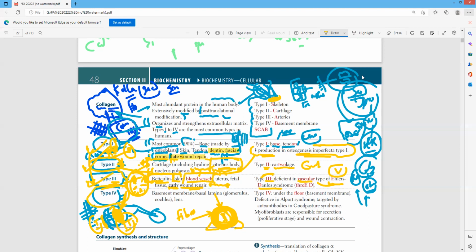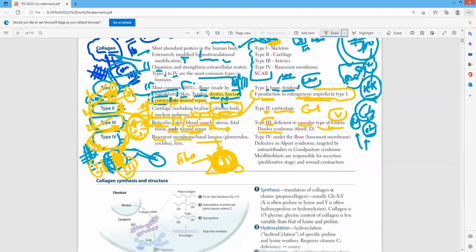For type 4, I want you to understand this is for the basement membrane or basal lamina. What is that? I will show you. You will find the epithelial cells here, and this is the layer that separates the epithelial cells from the connective tissue, where you will find the fibroblast, blood vessels, nerves, lymphatics, and collagen. This is the type 4 collagen, found in the basement membrane.